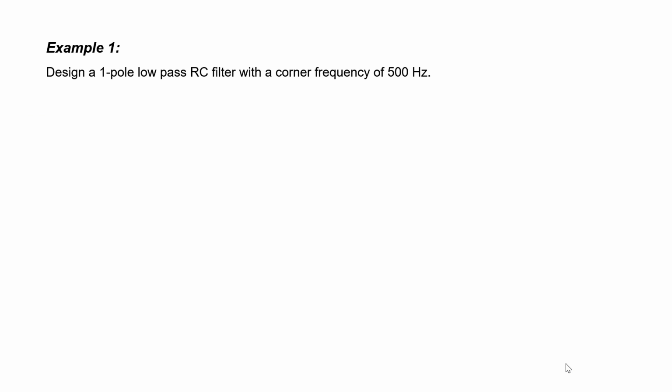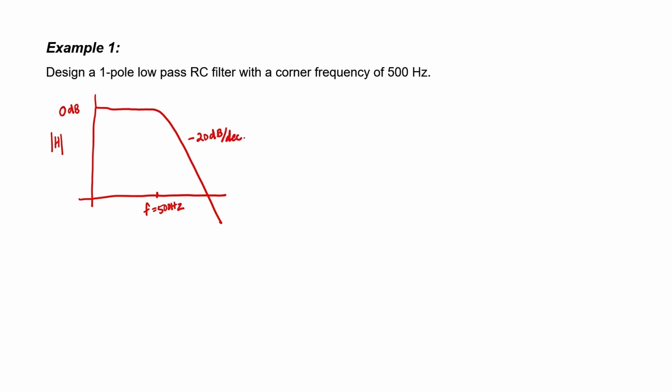Let's design a one-pole, low-pass RC filter with a corner frequency of 500 Hz. In other words, this filter will pass low frequencies, and then right around a frequency of 500 Hz, we'll start to have a 20 decibels per decade roll-off. What this means is that when we get out to about 5 kHz, we should be about 20 decibels below zero. This is what the prototype circuit looks like for our one-pole low-pass filter.